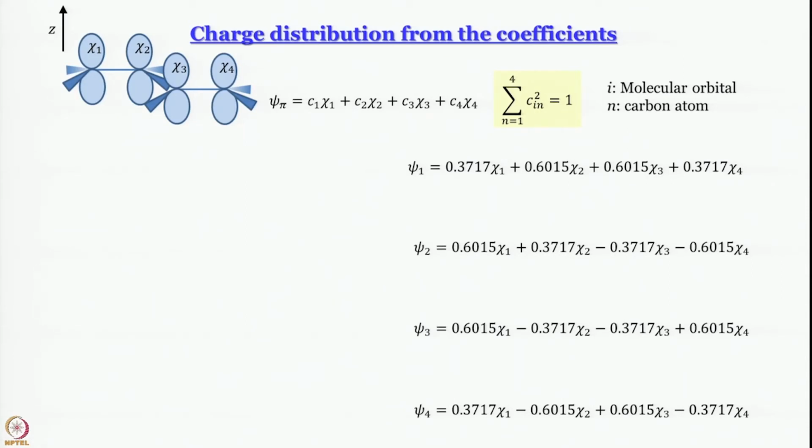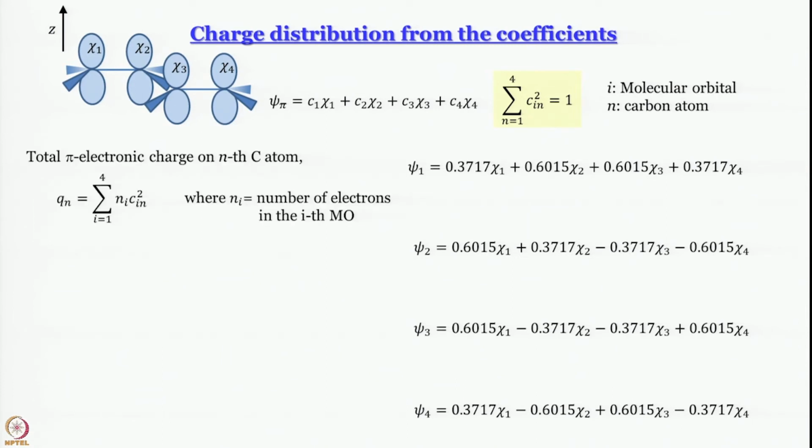Great. So, what does that have to do with charge distribution? Well, the total pi electronic charge on the nth carbon atom, Qn, is equal to the sum over i equal to 1 to 4 of Ni Cin square. Now, what did I just say? Let us see. Ni is the number of electrons in the ith MO. What is the number of electrons in Psi1? 2. What is the number of electrons in Psi2? 2. What is the number of electrons in Psi3 and Psi4? 0. So, this Ni is 2 for Psi1, 2 for Psi2, 0 for Psi3, 0 for Psi4.